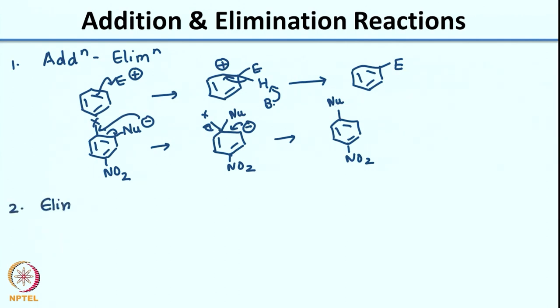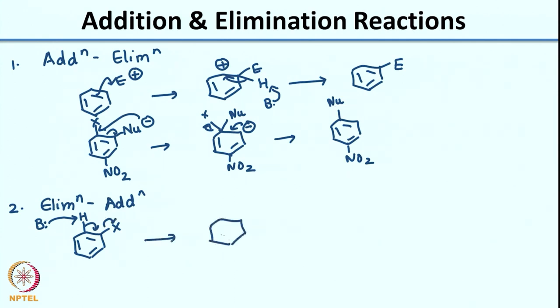You can also have elimination followed by addition, and again a classic example is, suppose you are looking at an aromatic compound substituted by a halogen. So, if you use a very strong base, you generate what is called a benzyne intermediate. Now, this benzyne intermediate can interact with a nucleophile to give you the substitution product. So, this is an example of an elimination addition reaction.